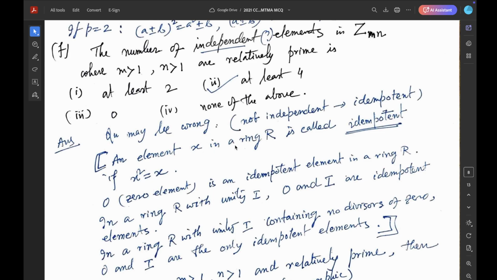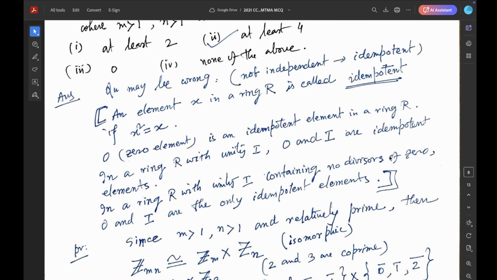An element x in a ring (R, +, ·) is called an idempotent element if x squared equals x. The 0 element, the additive identity, is an idempotent element in a ring R. In a ring R with unity 1, 0 and 1, the additive identity and the multiplicative identity, are idempotent elements. In a ring R with unity 1 containing no divisor of 0, 0 and 1 are the only idempotent elements.